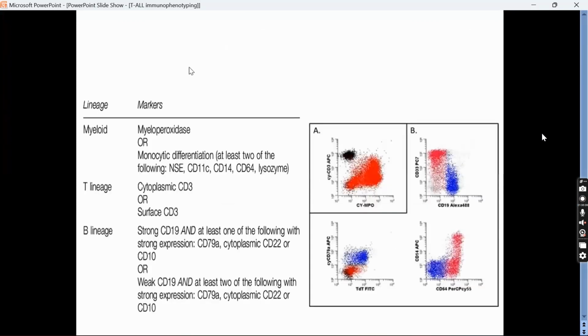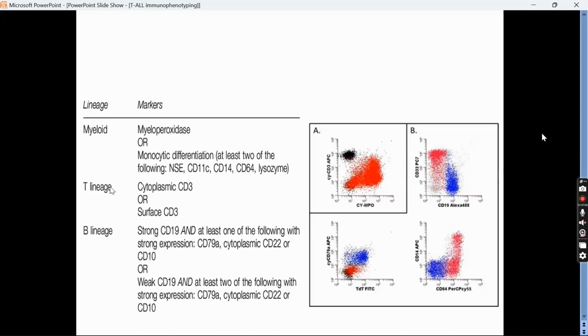Okay. Now what we use is the WHO criteria for calling MPAL or lineage assignment. So myeloid, you know this, right? The lineage specific marker is myeloperoxidase. If it is monocytic differentiation, you need at least 2 markers of monocytes: non-specific esterase, CD11c, CD14, CD64, and so on. If it is T cell lineage, as we have been seeing all through this session, cytoplasmic CD3 is the lineage specific marker, or if it is mature enough, surface CD3 can be taken. Anyhow, CD3 is the lineage specific marker.